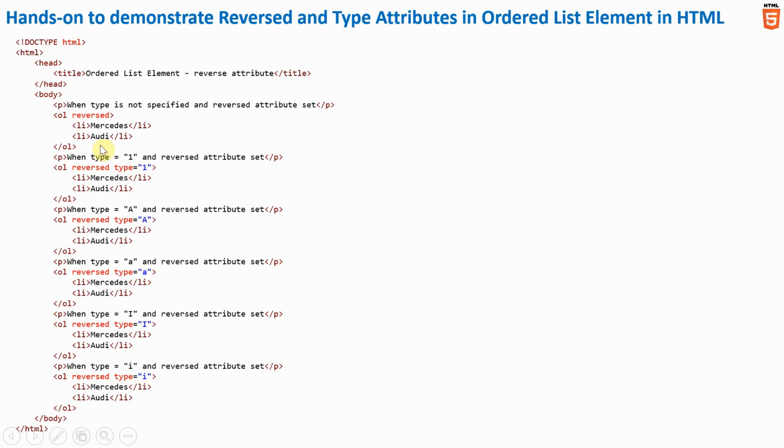And in all these cases, we have only two list items, Mercedes and Audi. And if you see here in this opening ordered list tag, we have the reverse attribute. Second case, we have the reverse attribute and type as 1. Third case, we have the reverse attribute and type as A in uppercase. Fourth scenario, we have the reverse attribute and type as a in lowercase. And then we have the reverse attribute and type as Roman 1 in uppercase. Likewise, the last scenario, we have the reverse attribute and type equal to Roman 1 in lowercase.